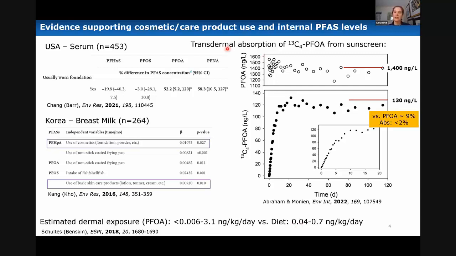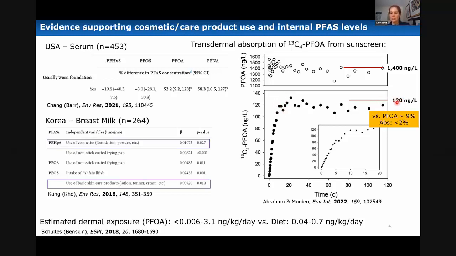Now, last year, there was a study that came out looking at PFOA dermal absorption in a person. This person already had, like many other people, levels of PFOA in their serum, and so instead, they used labeled PFOA. They mixed that labeled PFOA in a sunscreen and applied that sunscreen to their skin. And within a matter of days, noted significant absorption with a maximum serum level of about 130 nanograms per liter.